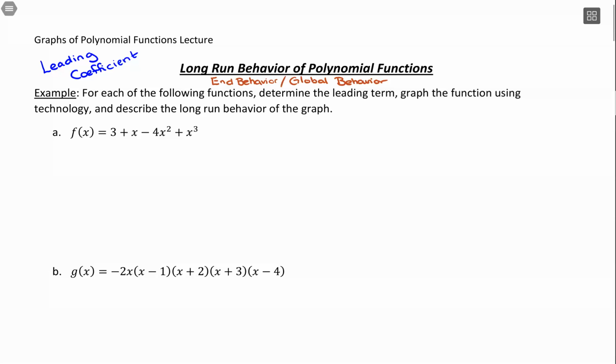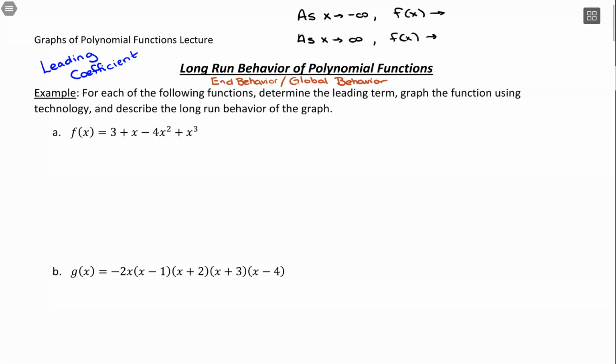Again, with the long run behavior, we're just focusing on what's happening at the ends of our graph, so what's happening out at the infinities. And again, our general structure, we're going to say as x approaches negative infinity, f of x approaches, and then we need to find that last piece. And then we also need to look as x approaches positive infinity, f of x approaches, and find that last piece there.